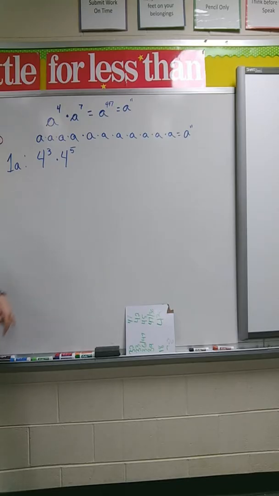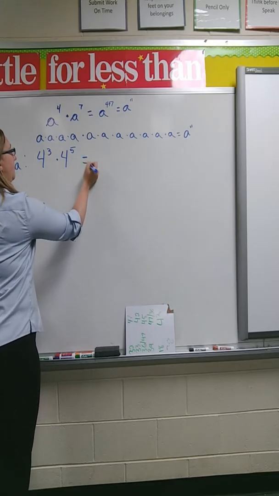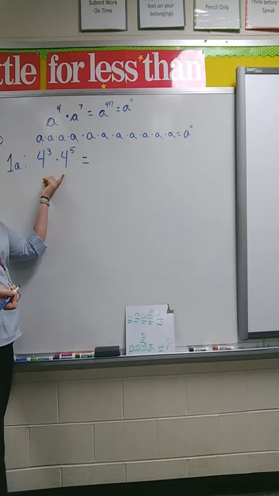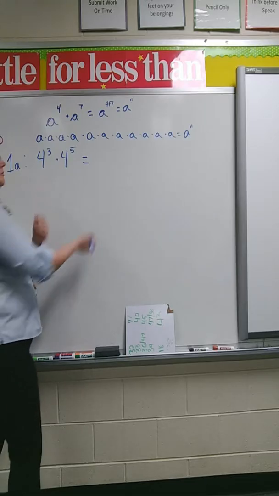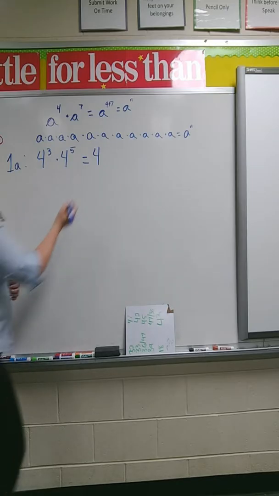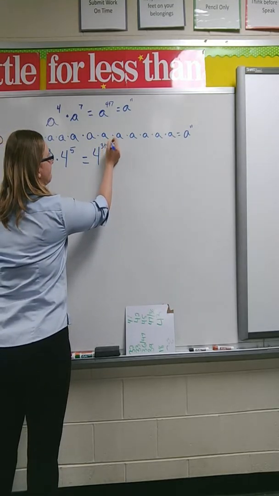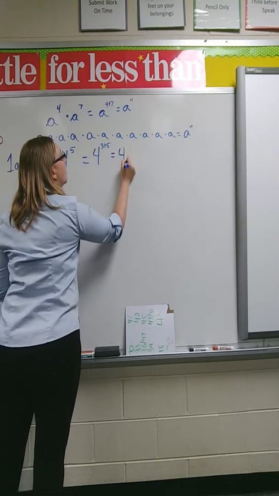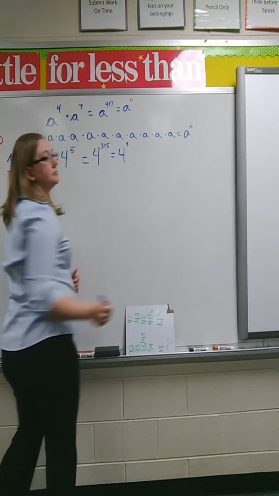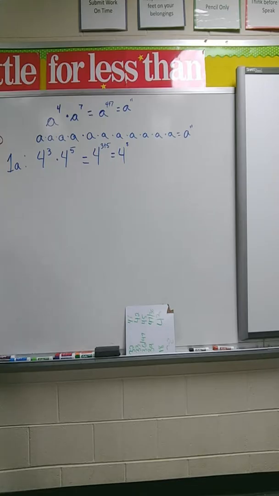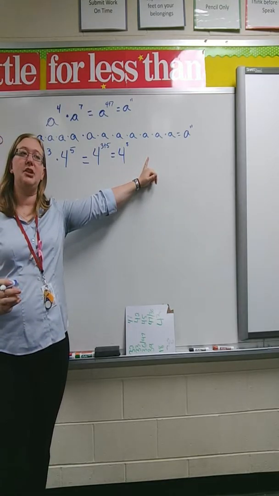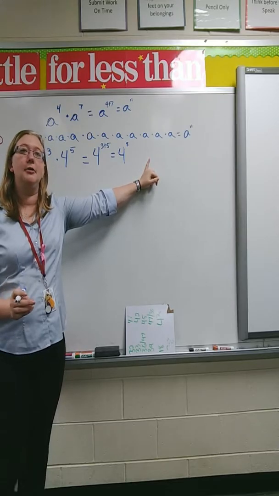Okay? So, here, what are we going to do? Keep the base. What's the base? 4. We do what to the exponents? Add. What's 3 plus 5? 8. 4 to the 8th. Could you figure out what 4 to the 8th power was at this point? Yes. Do we have to? No. No, not unless it tells you to. Okay.